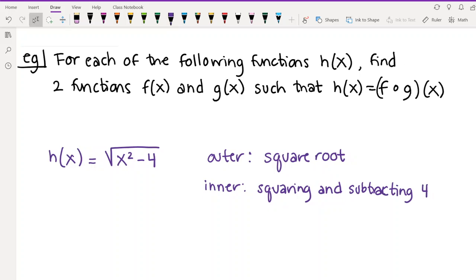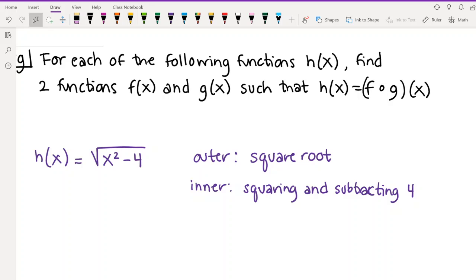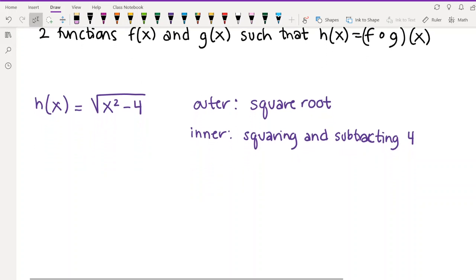Right, if you had to describe this function in words, that's really what's going on. On the inside, you're squaring a number and subtracting 4, and on the outside, you're taking the square root. And so let's translate these into functions. Which one is going to be f of x and which one's going to be g of x? Well, remember that whichever function is on the outside is going to be your outer function. So in this case, f is supposed to be our outer function.